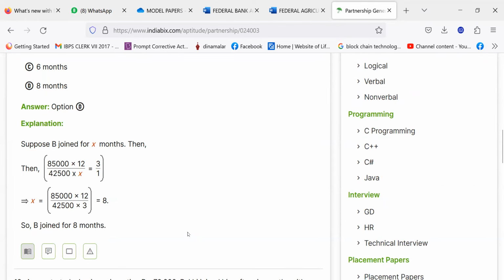Correct. The answer is given as D. Suppose B joined after X months, then 85,000 into 12 divided by 42,500 into X is equal to 3 by 1. In other words, X is 85,000 into 12 divided by 42,500 into 3, which is equal to 8. So B joined after 8 months. We are finding out X. Please see the formula, the way it has been worked out.